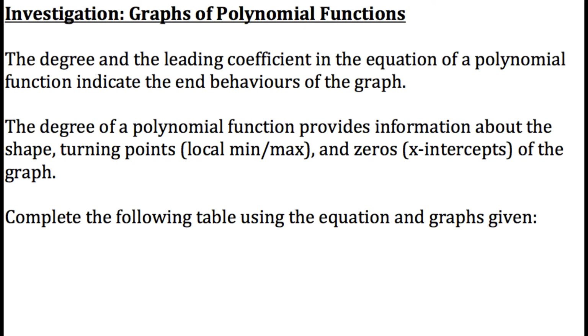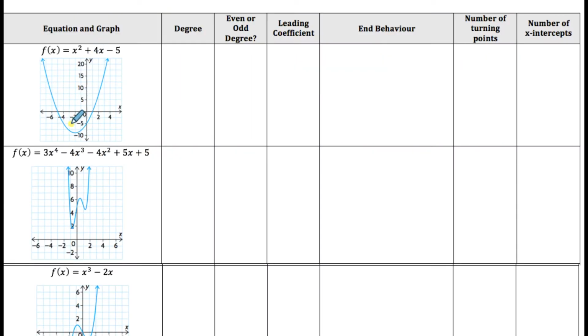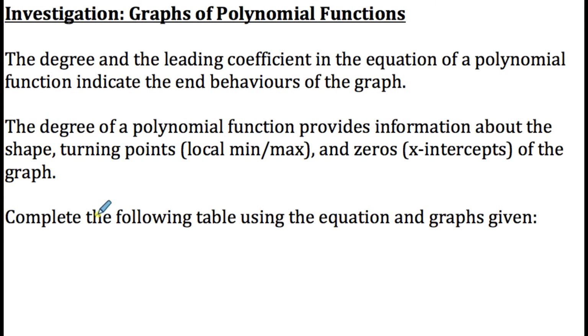Now that you know the new terminology about local min or max points, also called turning points, and absolute min or max points, let's fill out a chart where I give you a graph and an equation of a function, and we're going to comment on its degree, its leading coefficient, its end behavior, how many turning points it has, and how many x-intercepts it has. The reason why we want to do this is because we want to find the connection between the degree and the leading coefficient and figure out how that connects to the number of turning points the function has and how many x-intercepts the function has. That's our goal, so keep that in mind as we go through this chart.